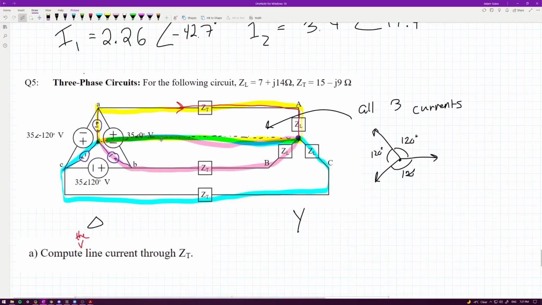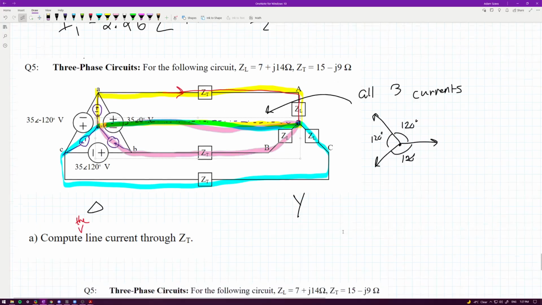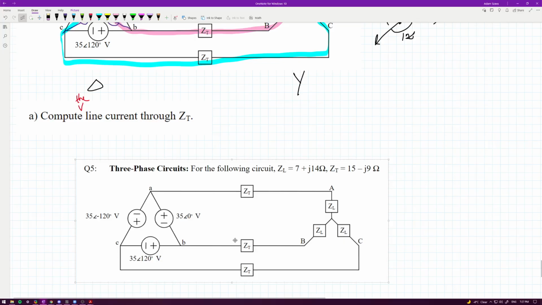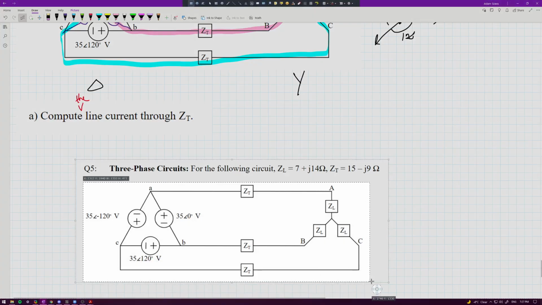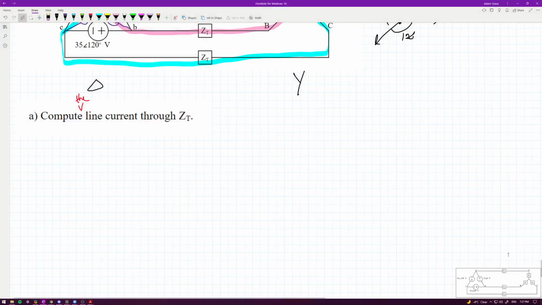You must convert from delta to Y for finding the line current. Yes. But there are other parts to the question, so we'll see that there are other times where you don't do that. But for finding the line current, you need to. Possibly there's another way, but this is how I know how to do it. I don't know every way. So let me just take this screenshot so it's not so confusing.